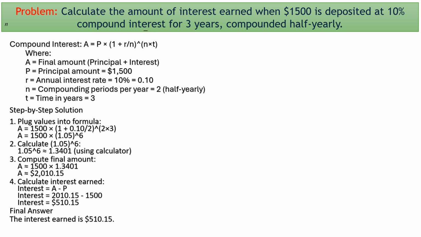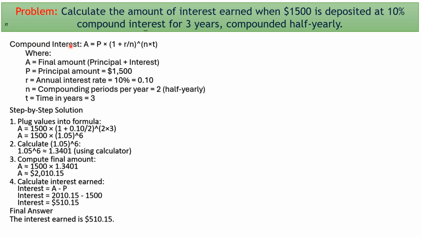In this video, we will explain how to calculate compound interest with a practical example for interest compounded half yearly. The problem is given here. Calculate the amount of interest earned when 1,500 is deposited at 10% compound interest for 3 years, which is compounded half yearly. So the key points of the problem are presented here.